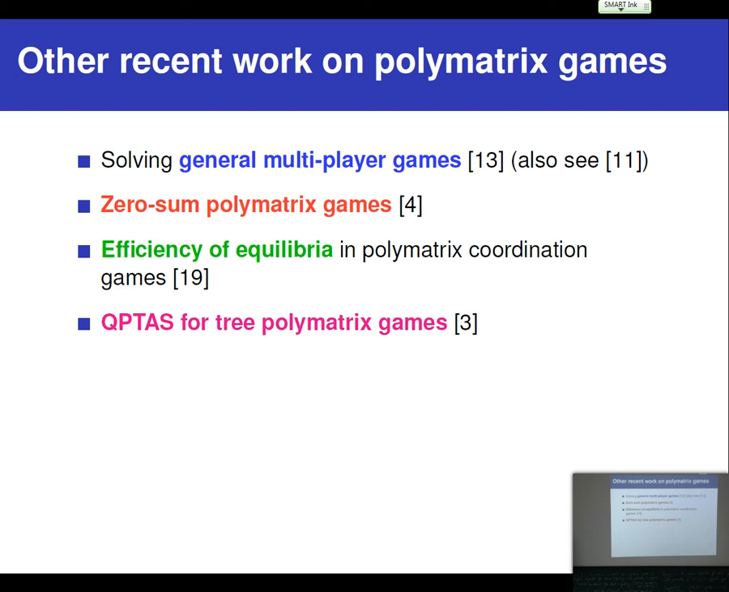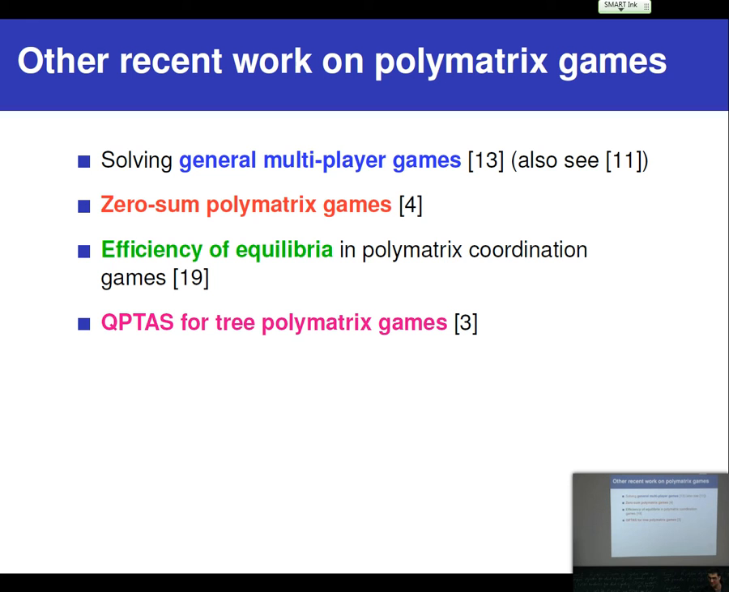Question? One question. You mentioned one of your results, that it's PLS-hard to find a pure equilibrium in a particular class of polymatrix games. Can't it possibly be the case that it's actually NP-hard to decide the existence of a pure equilibrium in a more general class of polymatrix games? Yeah, very possible. But nobody has shown that at this point? I'm not sure. I wouldn't be surprised. I'm not sure if anyone's written it down.